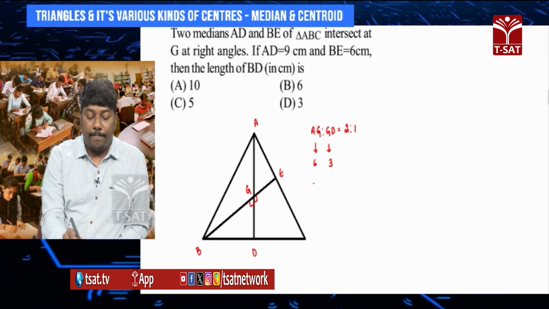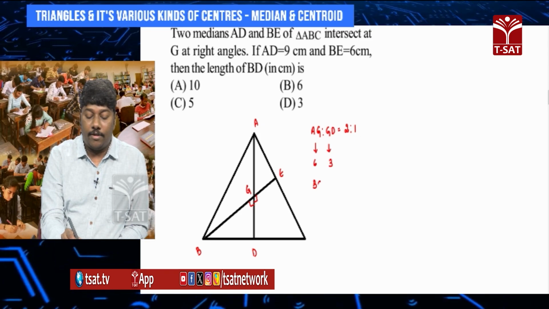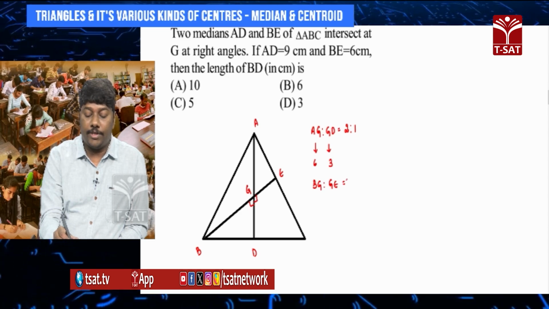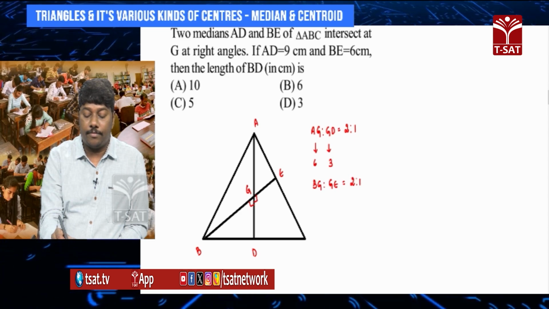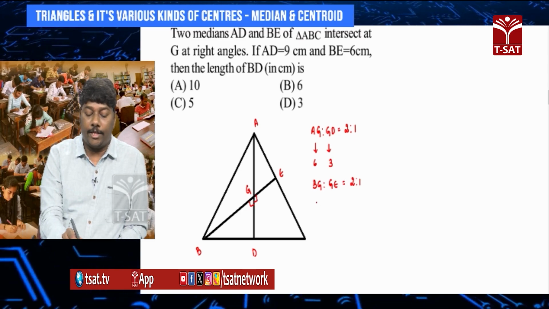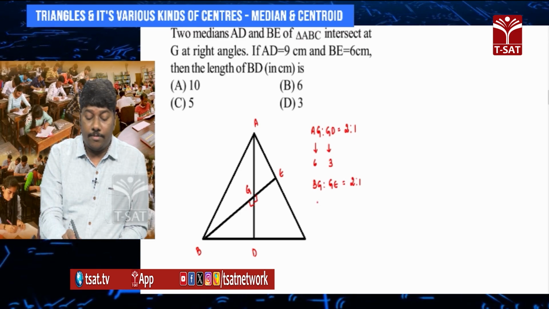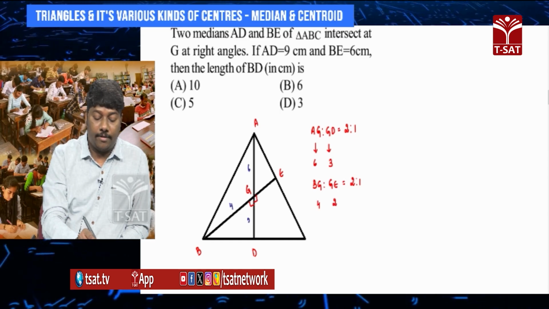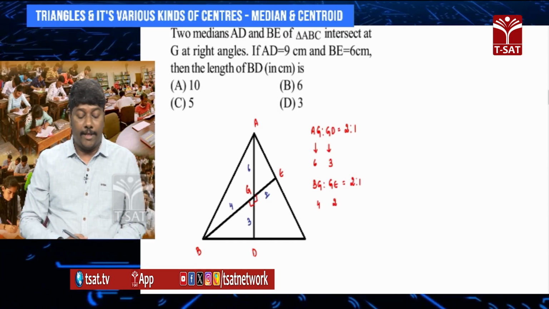In the same manner, G divides BE, BG is to GE is also in the ratio 2:1. Now we know BE is equals to 6. 6 you divide in the ratio 2:1, it becomes 4 and 2. This is 4, 6, 3 and 2. He is asking you the length of BD.